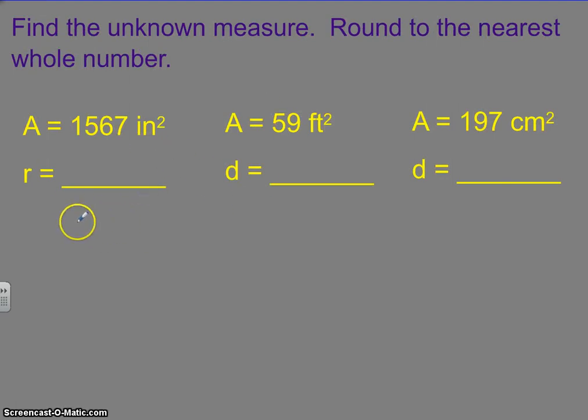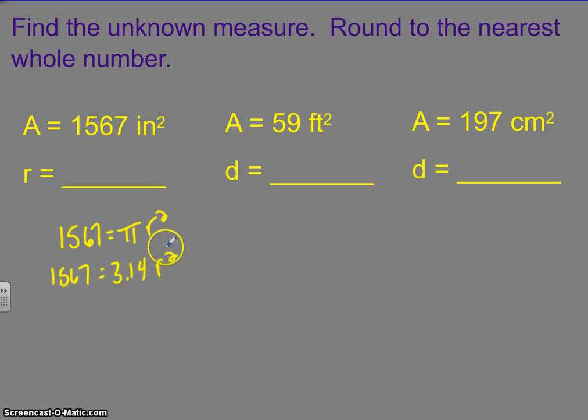Now we want to solve for unknowns here. Here we have the area is 1,567, and that equals pi times r squared. Okay, we want to know what r is. We're going to solve for r. Now we're going to substitute 3.14 for pi, and then we're going to solve.